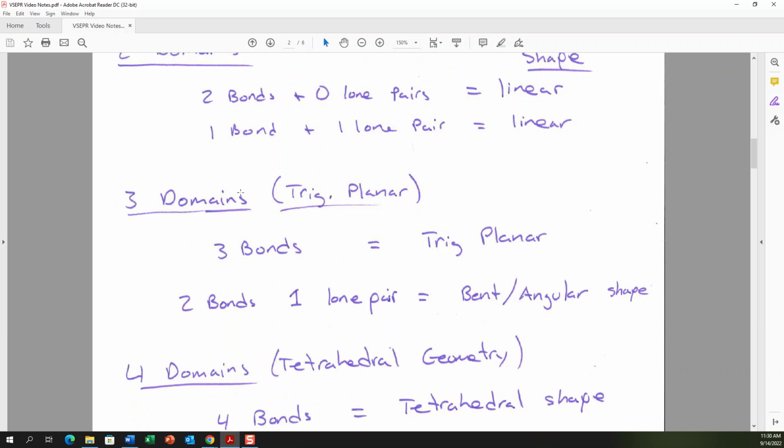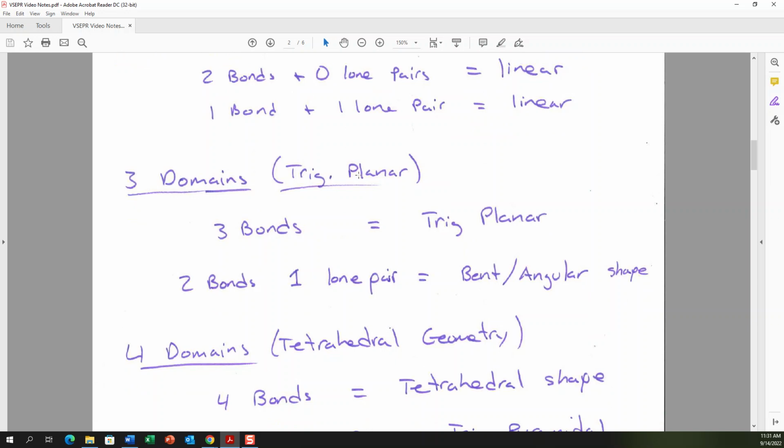But now if we have 3 domains, we could have 3 total bonds, and if my 3 domains are 3 bonding domains, my shape is trigonal planar. But now, under this geometry, trigonal planar, 3 total domains, if 2 of them are bonding domains and 1 is a lone pair, the shape is called bent, but sometimes called angular, because there are 2 actual times where you're bent. So you can call this one angular, okay?